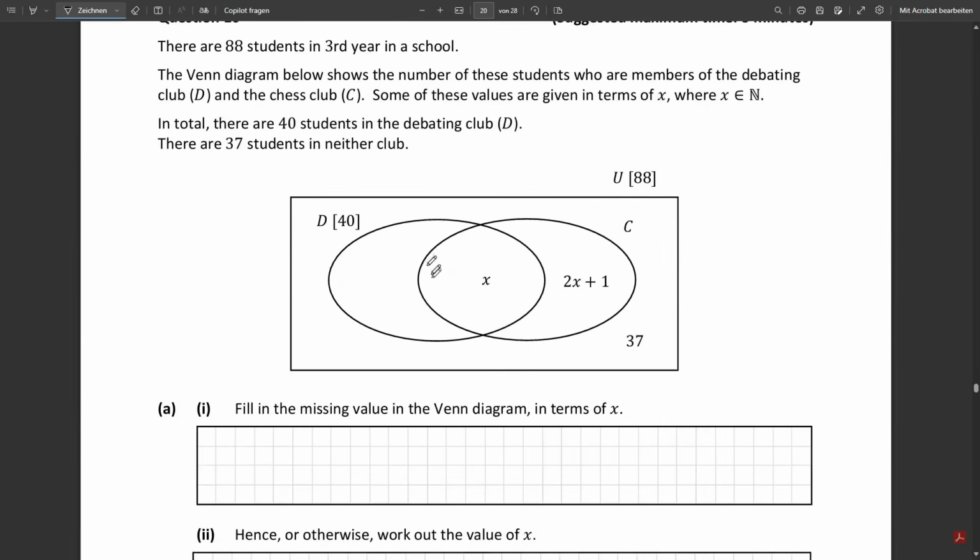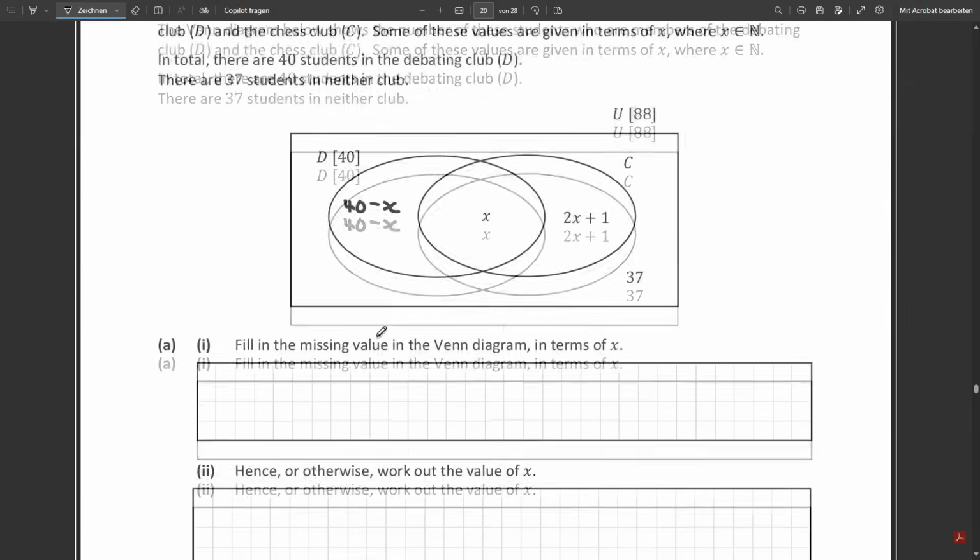So the missing value is this part here. So you can see the entire bubble of D is going to have 40, but obviously x of them are in here. So in this section, it's going to be 40 minus x, because then 40 minus x add x, that's everything in D, that gives you 40, so that's the right answer.